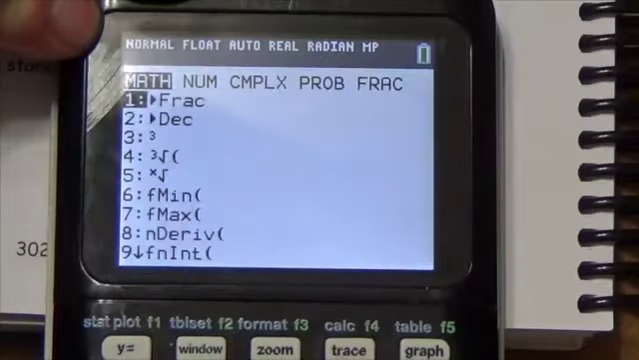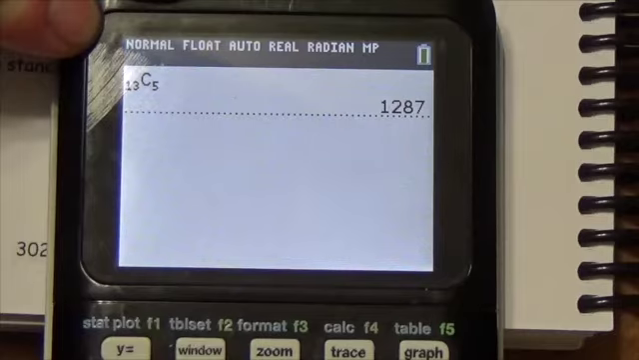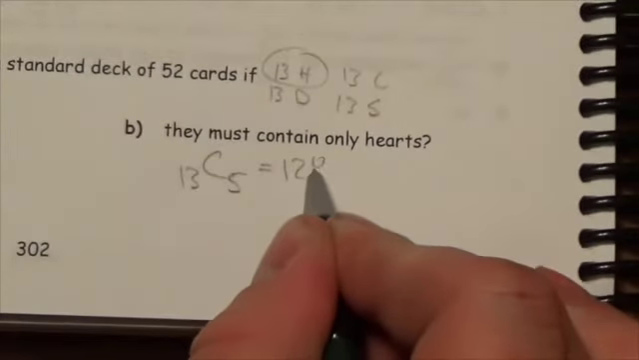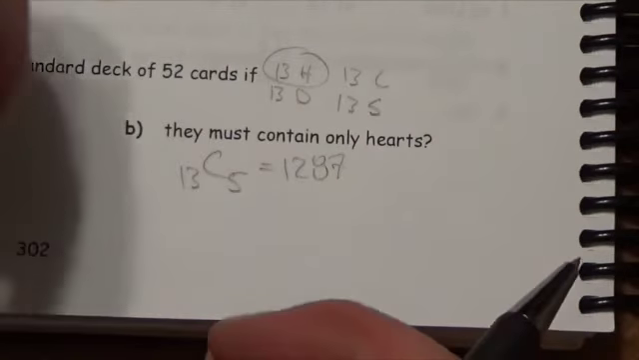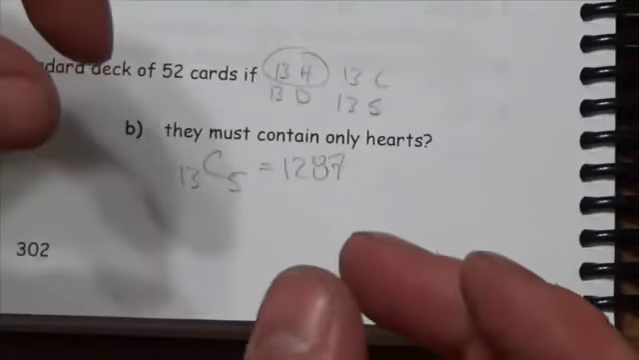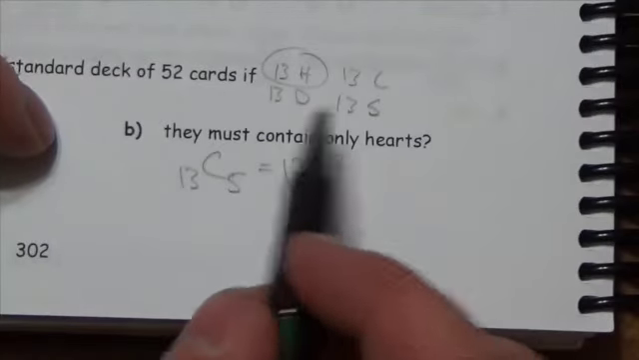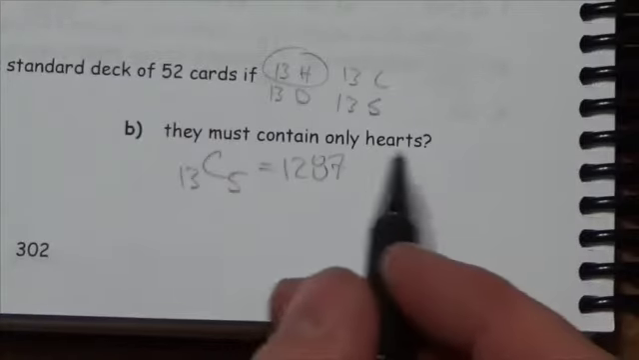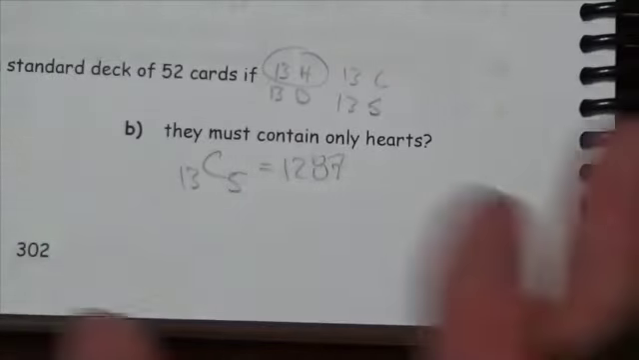Okay, so now let's go to the calculator here. 13 choose 5. And we get 1,287. So there are 1,287 ways that you can choose, or basically decide or pick a group of 5 cards from that set. I hope that makes sense. That would be the exact same, by the way, if we chose diamonds, clubs, or spades. It doesn't really matter what the suit is. There are 13 cards to choose from, and I only need to grab 5 of them. Again, order's not important when you're putting together a hand.